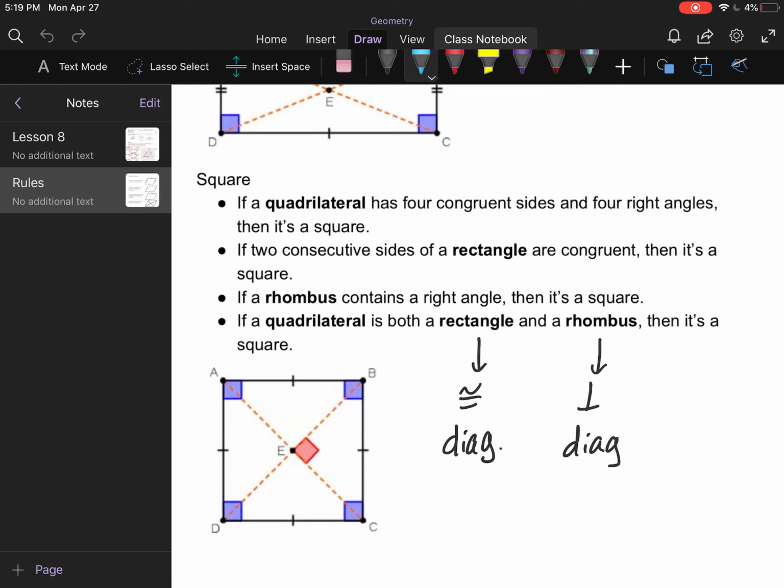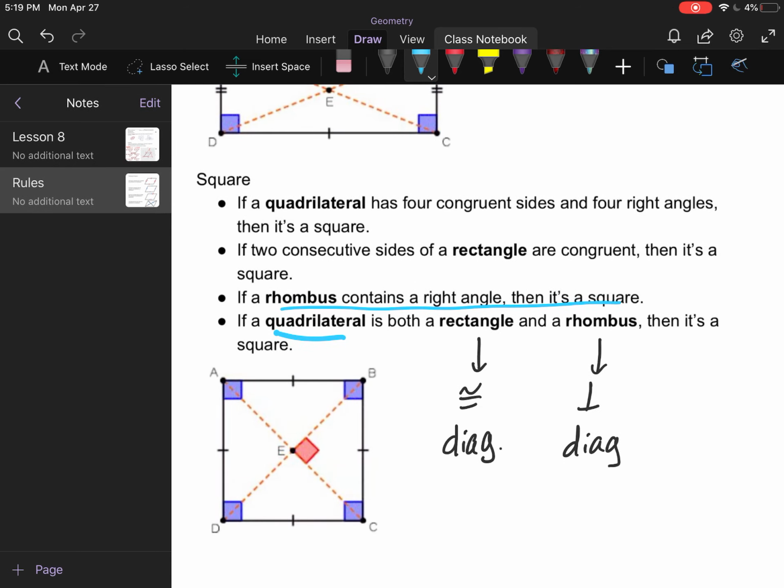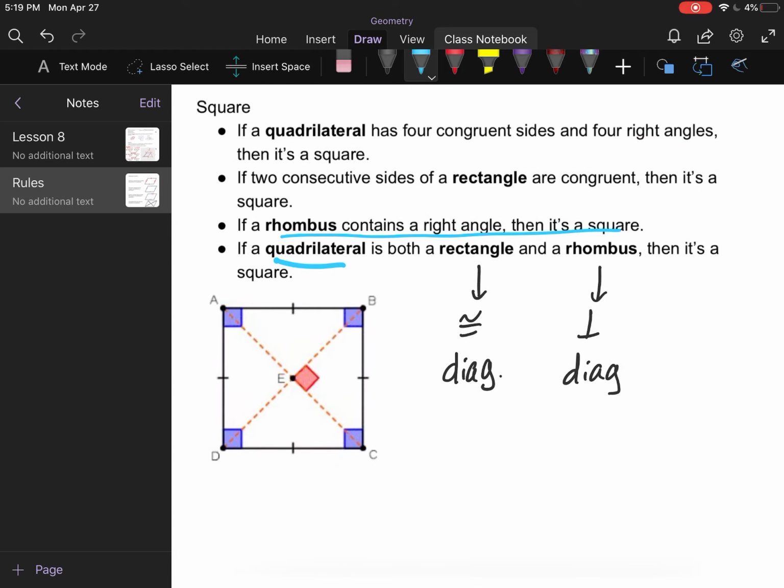The third one says that if you have a rhombus that contains a right angle, then it's a square. Again, you'd have to prove that it's a rhombus first to do that. Or the last one is that you have a quadrilateral that has both rectangle and rhombus properties. There's a couple different ways you can figure that out. But what we're going to use is the most important pieces from both and combine them together. So the diagonals of a rectangle will always be congruent.